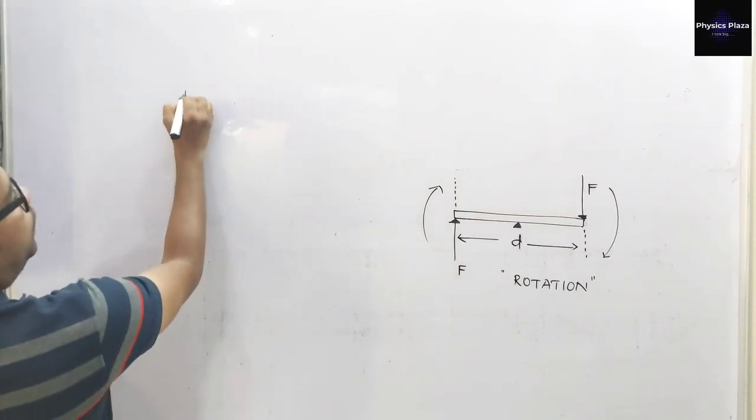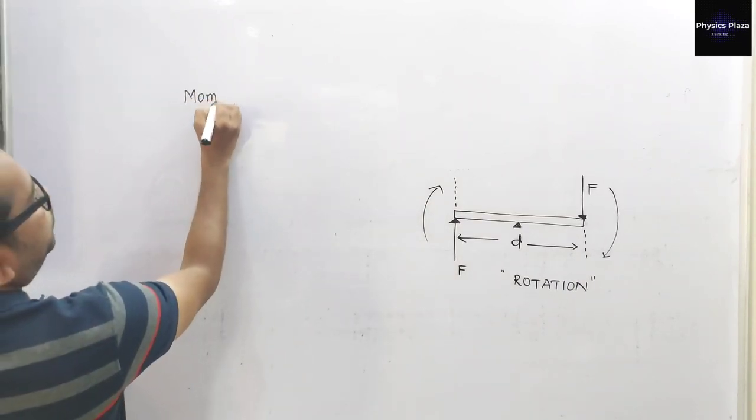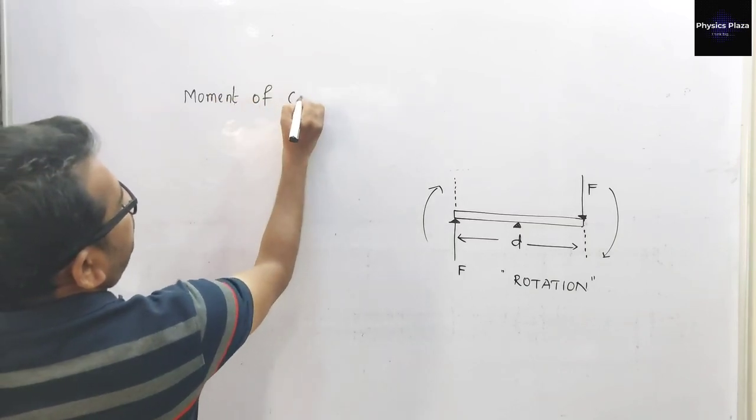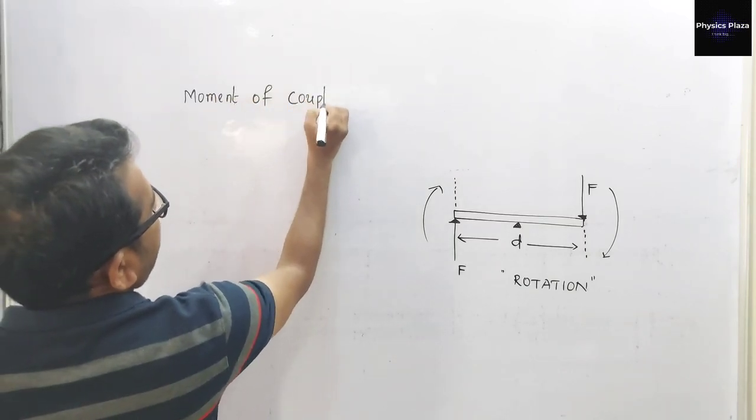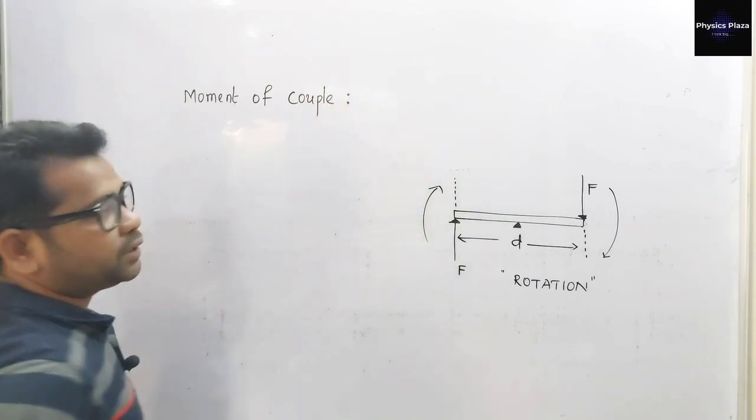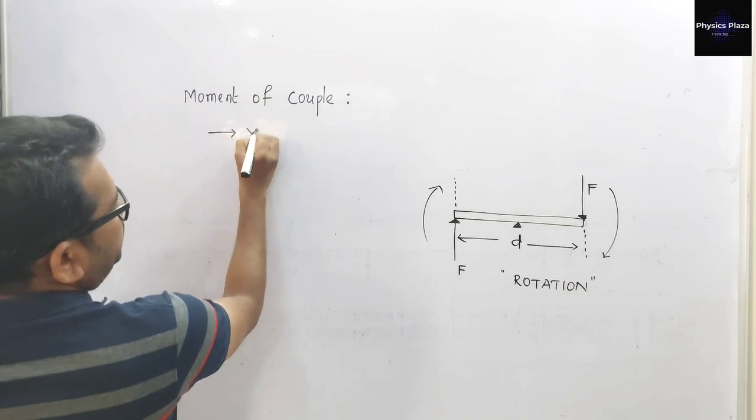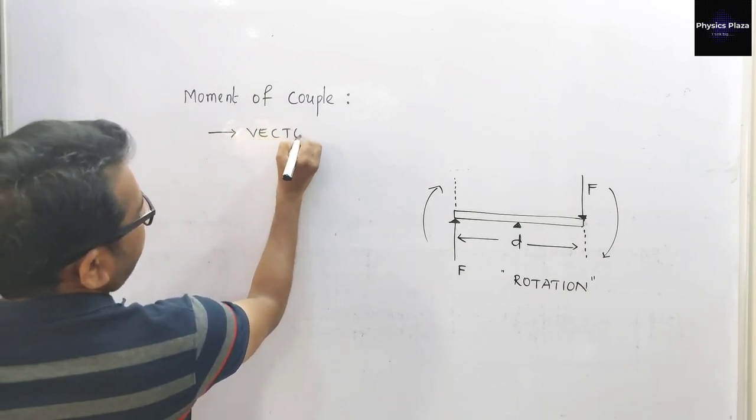Then how to find a moment? So this couple is producing moment, right? So let us see how to find moment of couple. Based on this also, we'll be having one or two numericals. Okay, children, here first of all, moment of couple is a vector quantity.